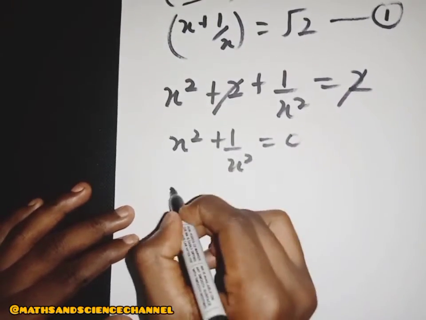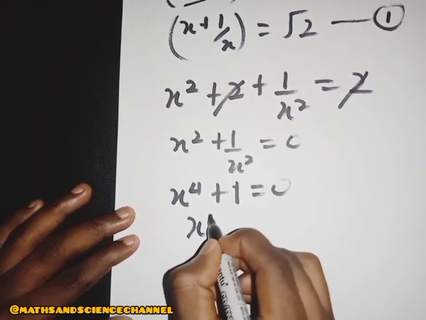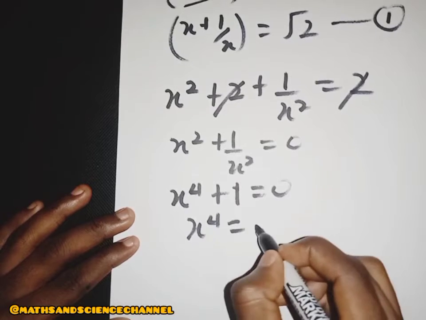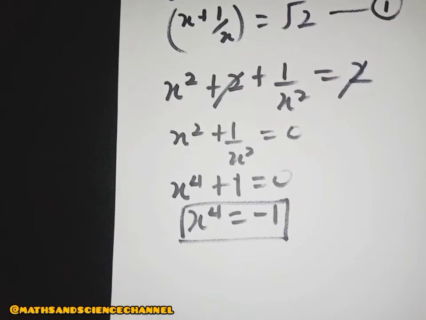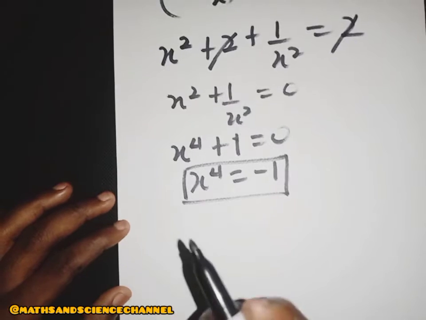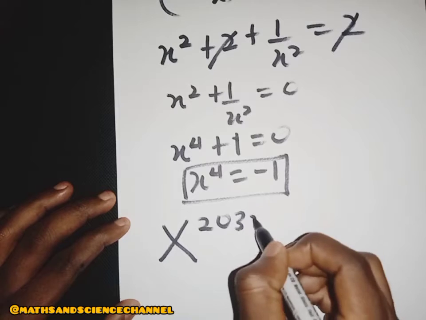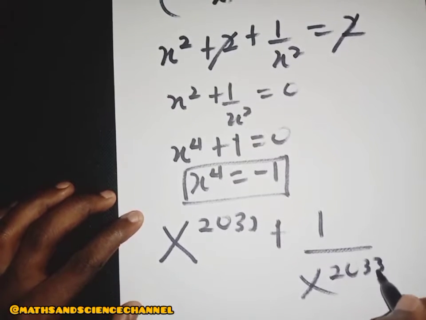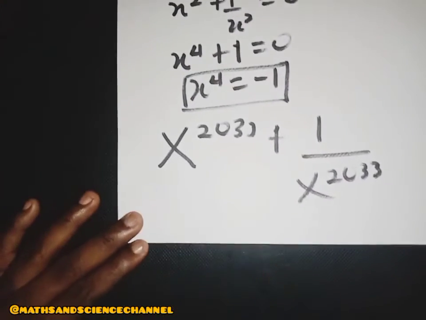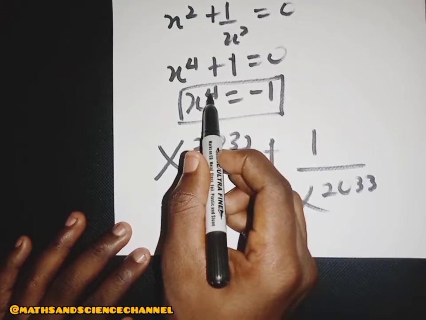multiplying both sides by s squared, we have s to the power 4 plus just 1 equal to 0, and therefore s to the power 4 is just equal to -1, right? Now we have s to the power 4 equal to -1. Now if s to the power 4 equals -1, remember from the main question we have all of that being equal to that all over s to the power 2033, right? 2033.